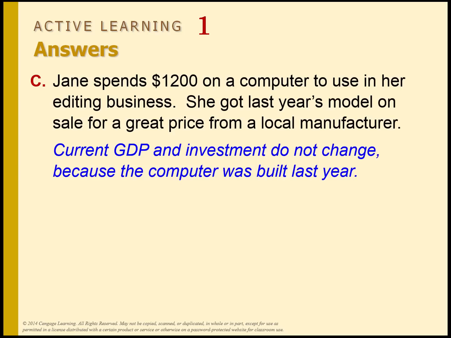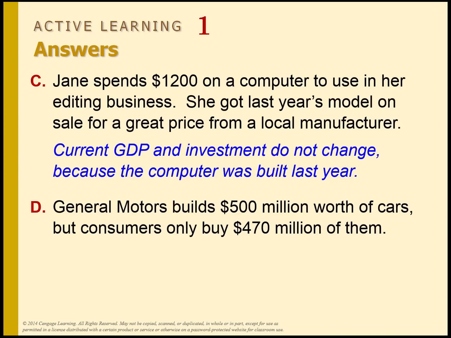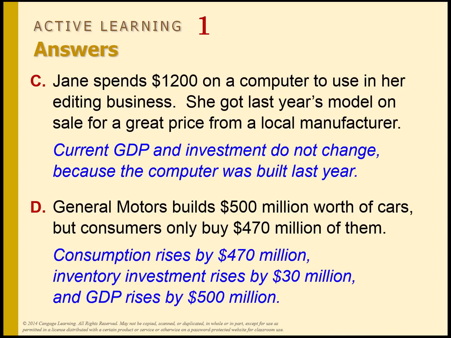When the computer left the shelf and was bought, those exactly cancel each other out and it's no change. Finally, General Motors builds $500 million worth of cars, but we only buy $470 million worth of them. Consumption goes up by $470 million. Inventory investment, stuff sitting on the shelves, goes up by $30 million, for a total GDP increase of $500 million.